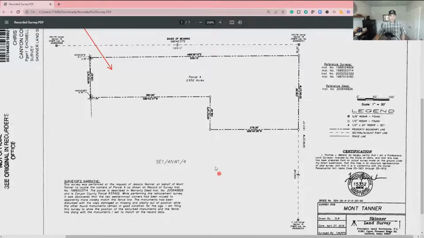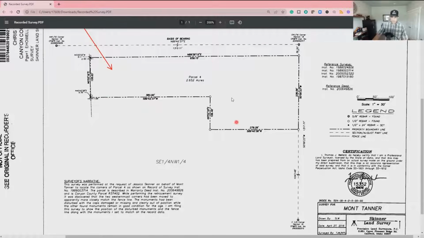So what he's doing is he's saying that he went out here to do a retracement to mark these corners again, and compared to the record of survey that was previously recorded, these two corners did not match those locations and they had been moved. So he's referencing that down here. He had to reset these, and that's why he recorded this record of survey, because they weren't in the exact location where they were. So he's saying that the pins are in, the monuments are in decent condition, but they needed to move.